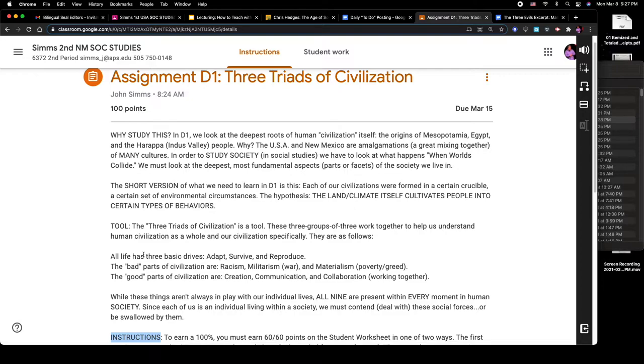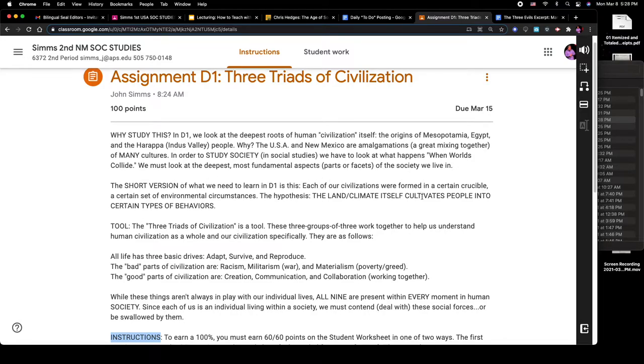Why study this? In D1, we look at the deepest roots of human civilization itself, the origins of Mesopotamia, Egypt, and the Harappa, or the Indus Valley, people. Why? The United States and New Mexico are amalgamations, a great mixing together of many cultures. In order to study society in social studies, we have to look at what happens when worlds collide. We must look at the deepest, most fundamental aspects, the parts or facets, of the society we live in. The shortest version of what we need to learn in D1 is this. Each of our civilizations were formed in a certain crucible, a certain set of environmental circumstances. The hypothesis? The land slash climate itself cultivates people into certain types of behaviors.